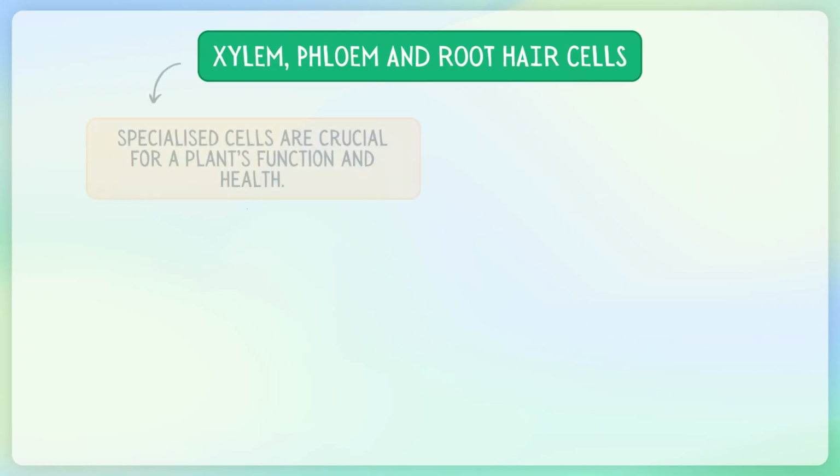In today's lesson, we explored the structure and function of root hair cells, xylem and phloem. These are key components of the plant organ system. We began by understanding that these specialized cells are crucial for the plant's overall function and health.